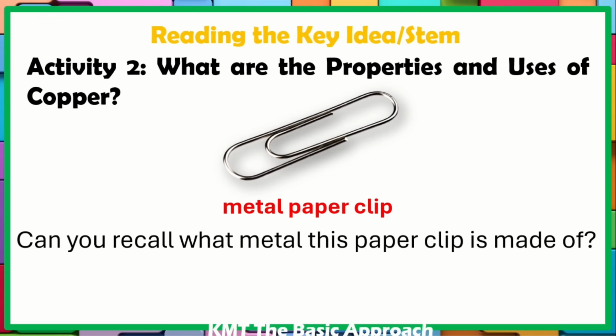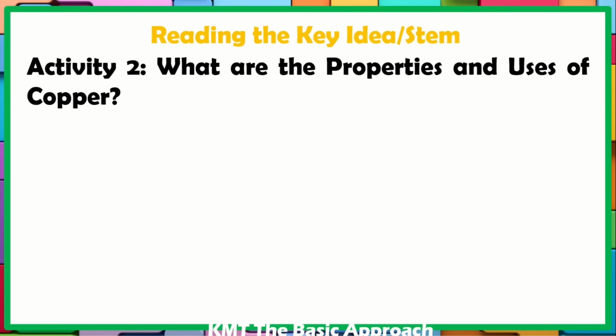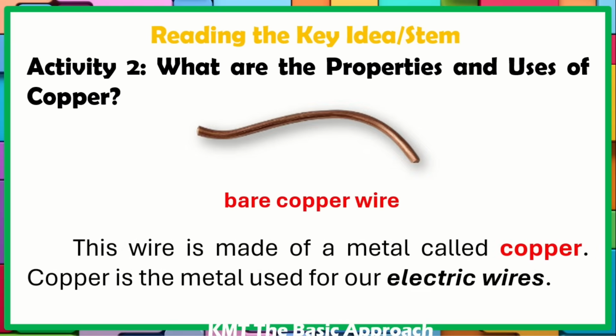Can you recall what metal this paper clip is made of? Correct! Iron. Now this wire is made of a metal called copper. Copper is the metal used for our electric wires.